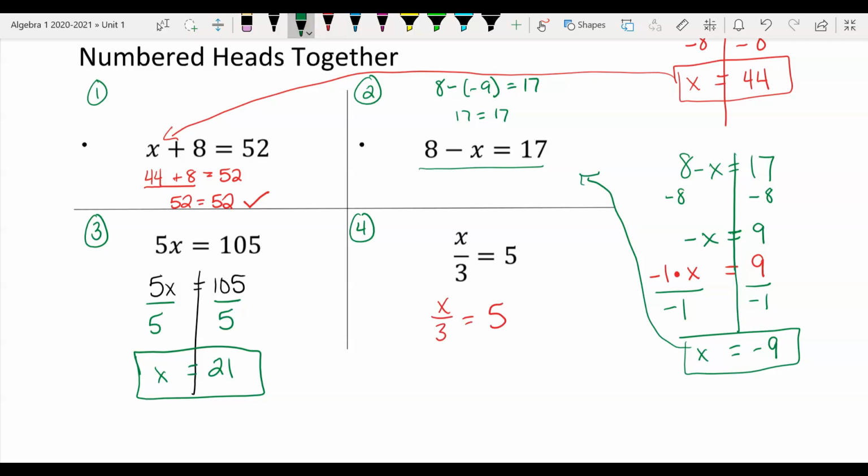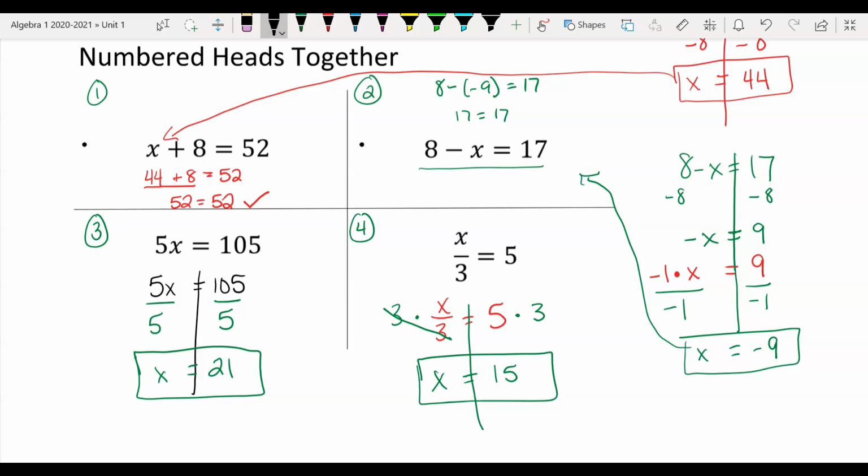A fraction means division. So in this case, I'm dividing by 3. What's the opposite of division? That would be multiplication, so I want to multiply both sides by 3. When you do that, these cancel each other out, so I have x equals 5 times 3, which is 15. And again, you can plug it in and check it.